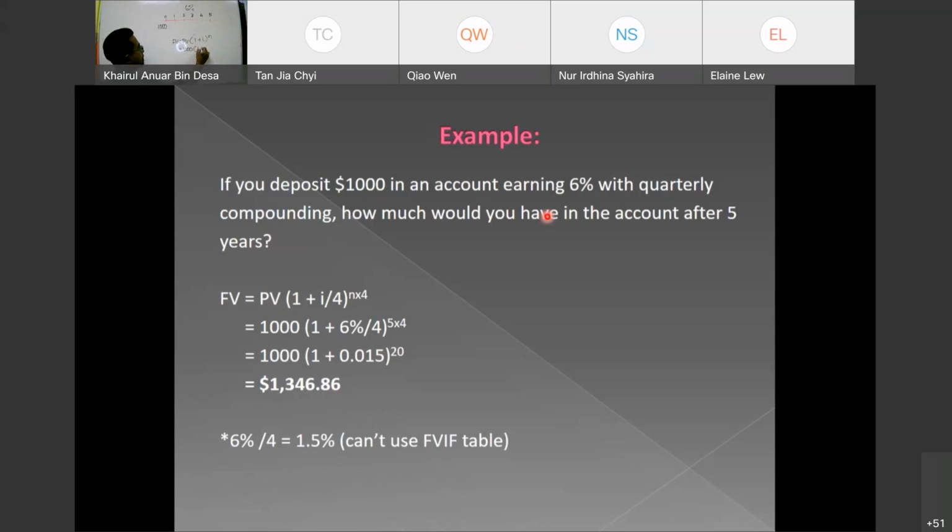1 plus 6%, divided by 4, we get 1.5%. And 5 years, 20. Okay, 5 times 4, 20. So the answer is 1346.86.